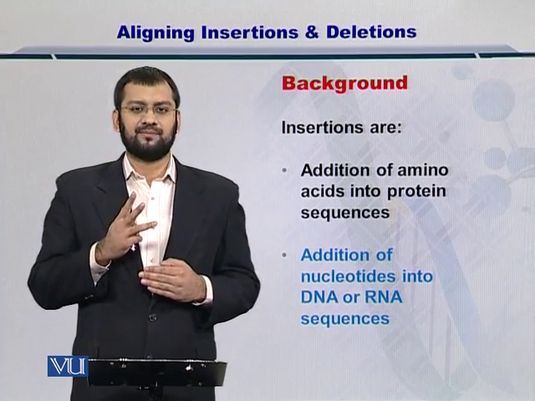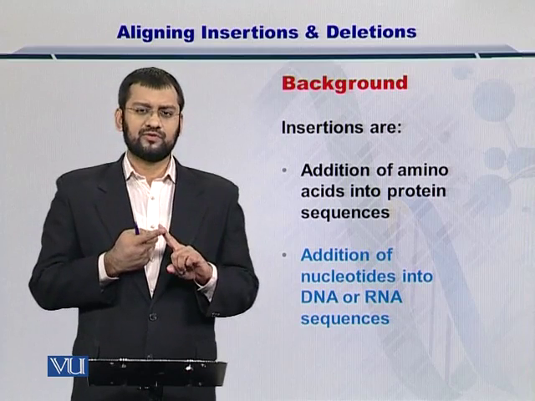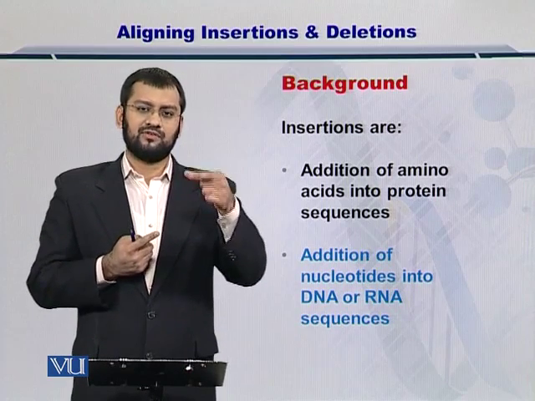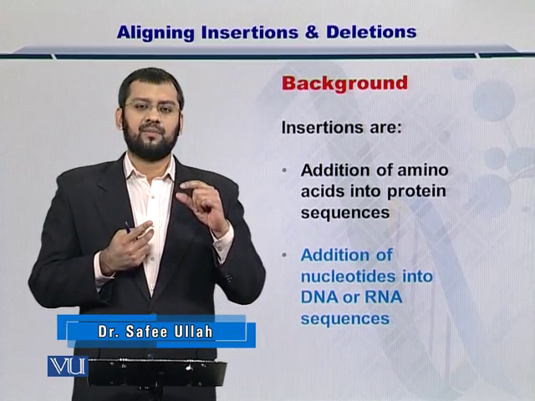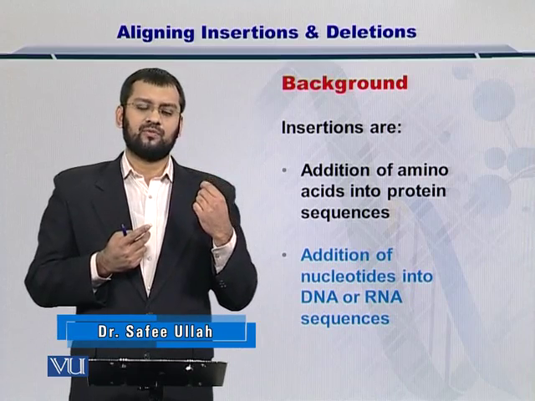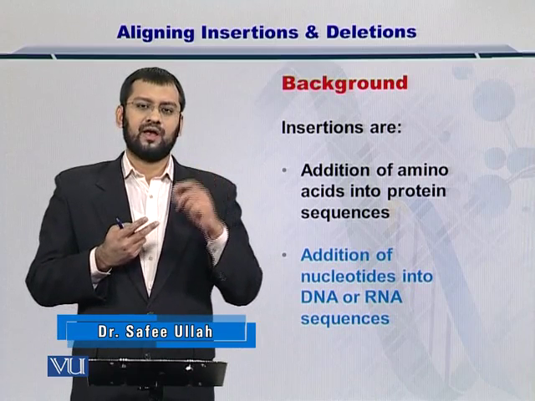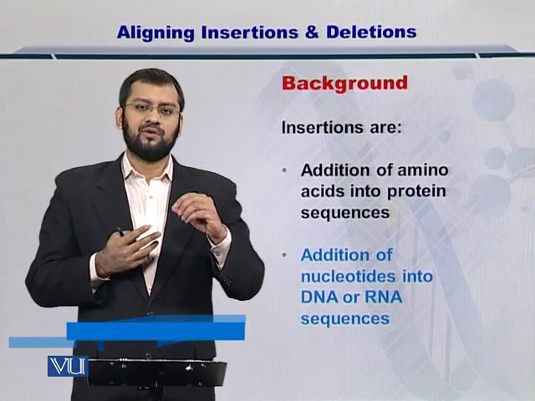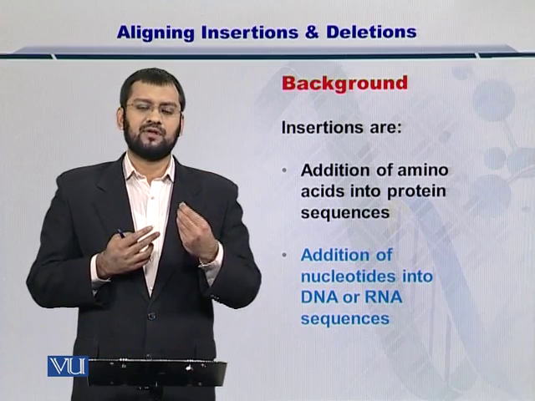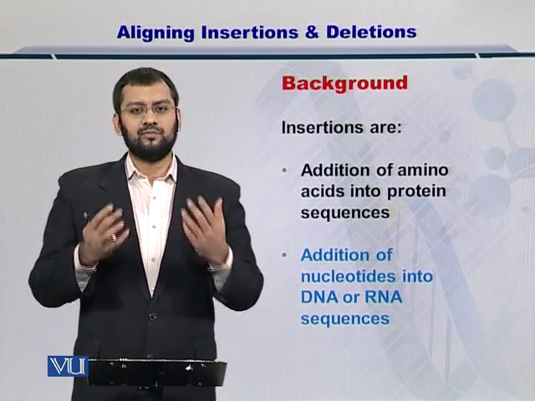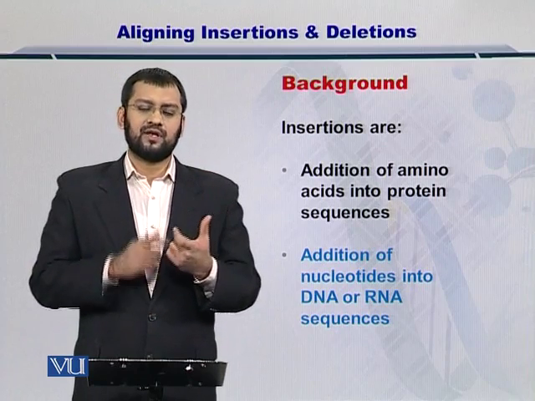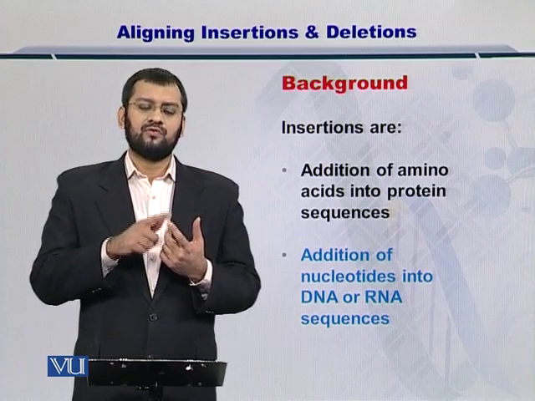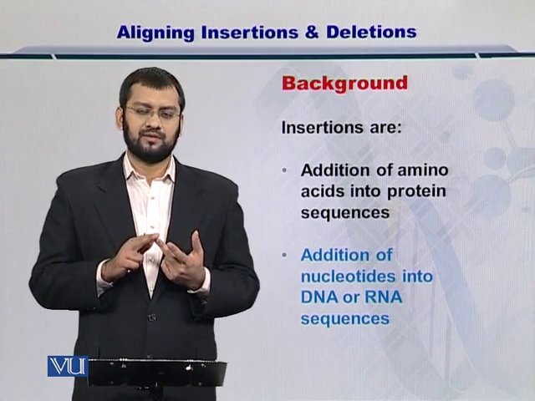sources of variation. The first source is that an amino acid is inserted into a sequence. Second, an amino acid has been deleted from one of the sequences. And three, an amino acid in one of the sequences is different from the other due to mutation. So we'll be focusing on the first two, that is insertion and deletion. For mutation, we'll consider it in the later modules.